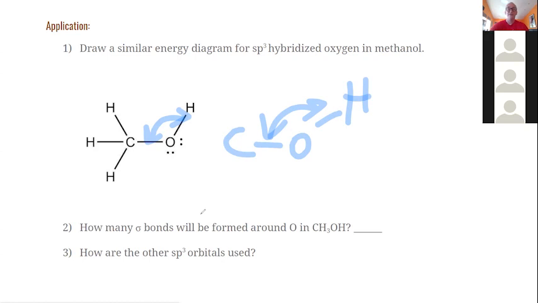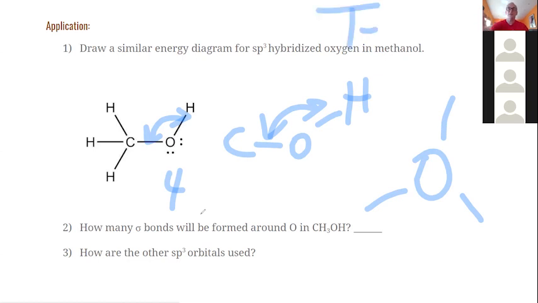Nope. No, that would be if there was three. So if you have three regions, they'd be separated by 120. We have four regions. 1, 2, 3, 4. 90 degrees? Not 90, because remember, this is in three dimensions. Oh, this isn't planar. When you have four regions, remember, that's tetrahedral.